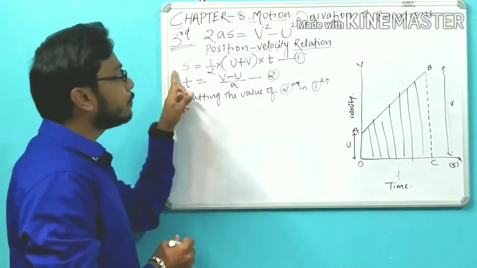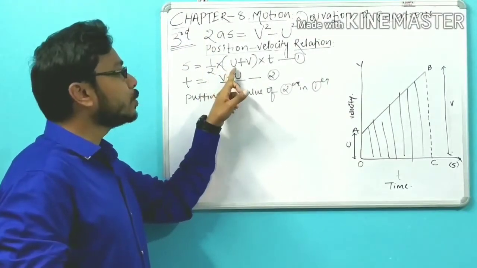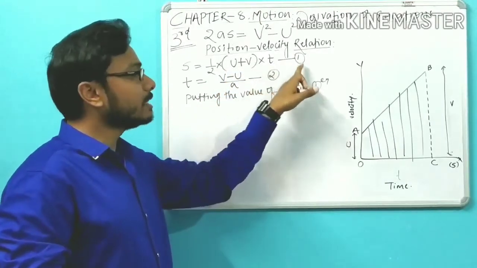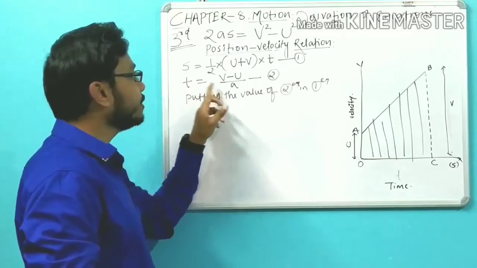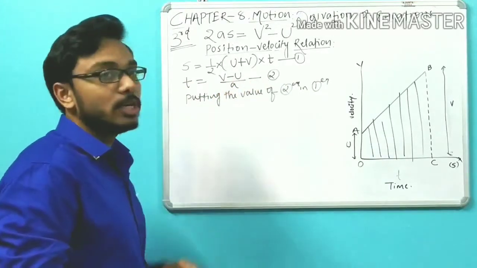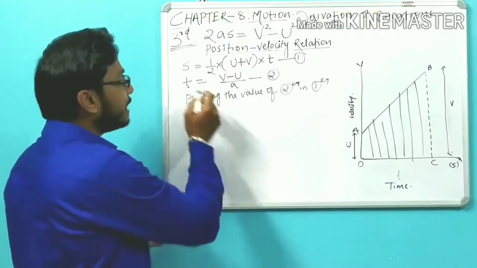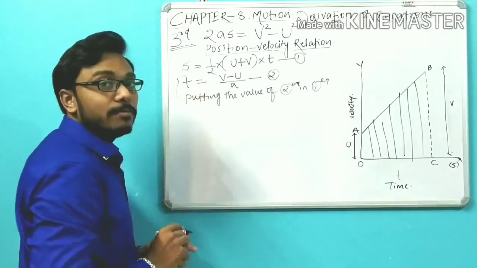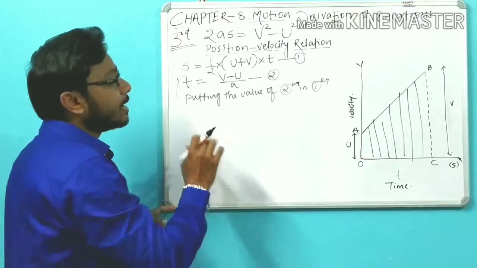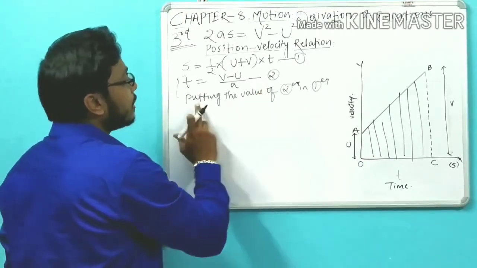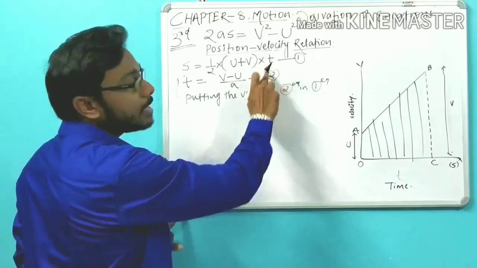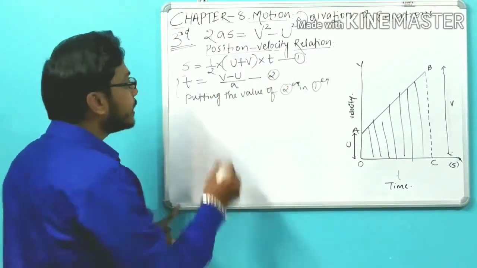Let us see here. We have the first equation, that is s equals half into (initial plus final) into time, that is equation 1, and the second one, time equals (final minus initial) upon acceleration, that is equation 2. We have derived this value of t from the first equation of motion. Now we are going to put the value of t from equation 2 in equation 1.